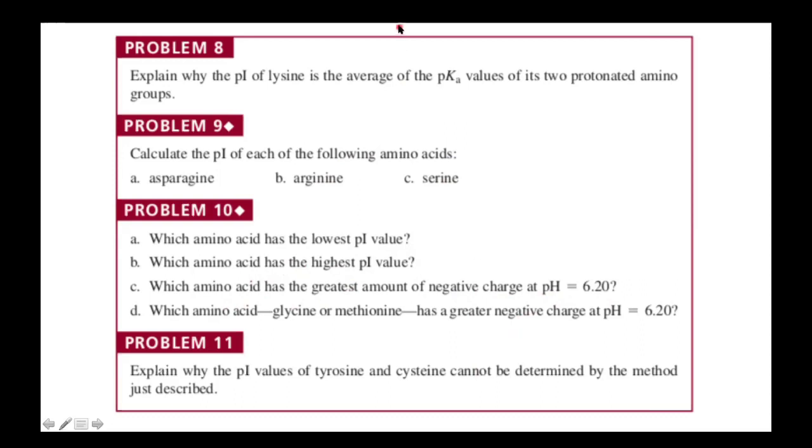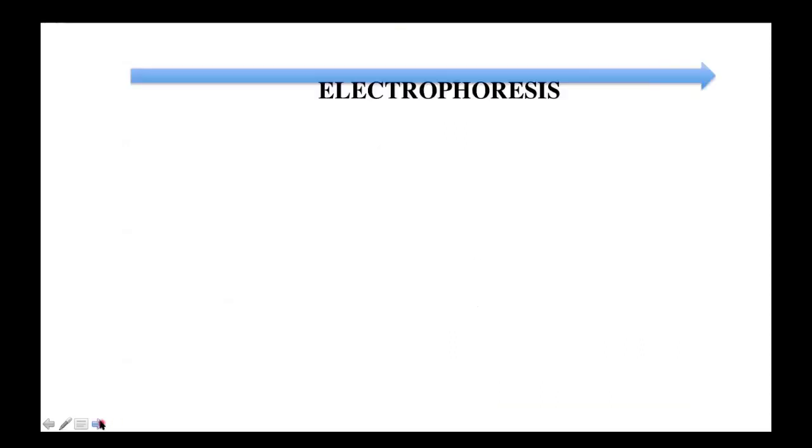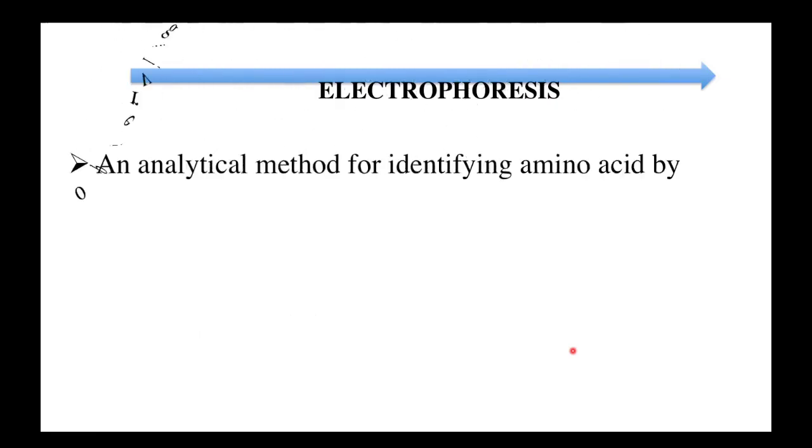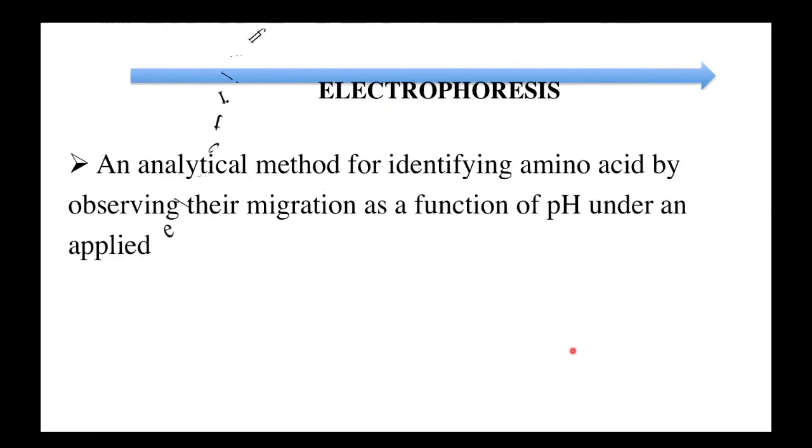Okay. So on the very next slide, let's come to another point, which is electrophoresis. Electrophoresis is an analytical method to identify amino acids by observing their migration as a function of pH under an applied electrical field. It is so-called chromatography, a process of chromatography applied in the presence of an electric field.